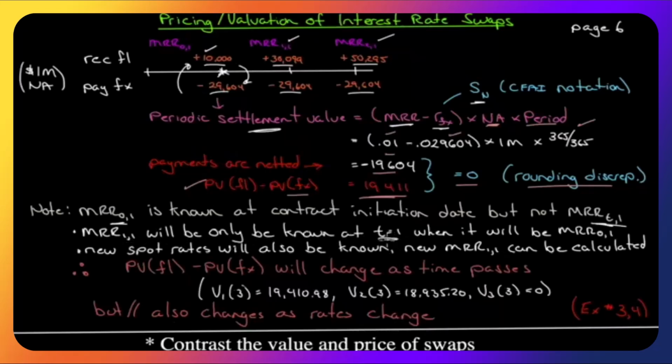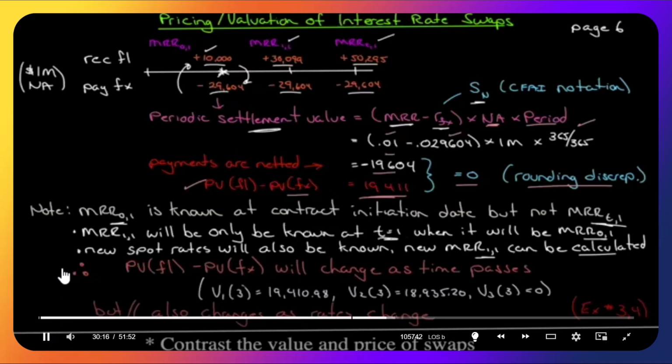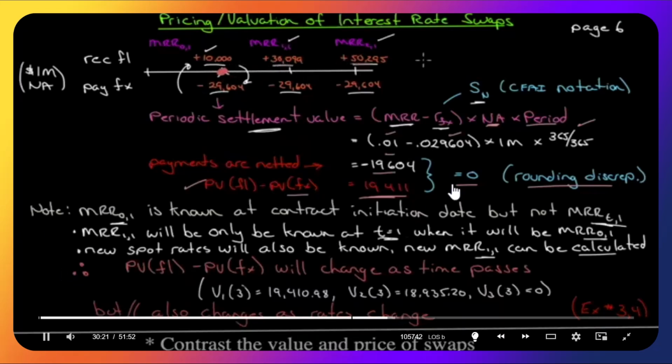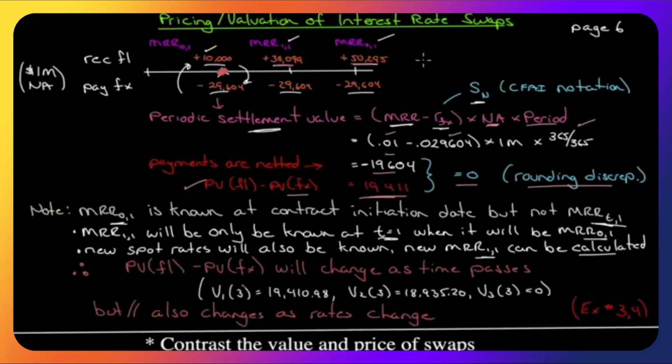MRR11 will only be known at t equals 1 when it will be the new MRR01. And new spot rates will also be known, so a new MRR11 can be calculated because we do expect interest rates to change over time. They don't just stay static, they will change over time. So when we get to this period of time over here, there is no guarantee that the rates that were attached to those two periods of time will still be the same rates. They may be different.